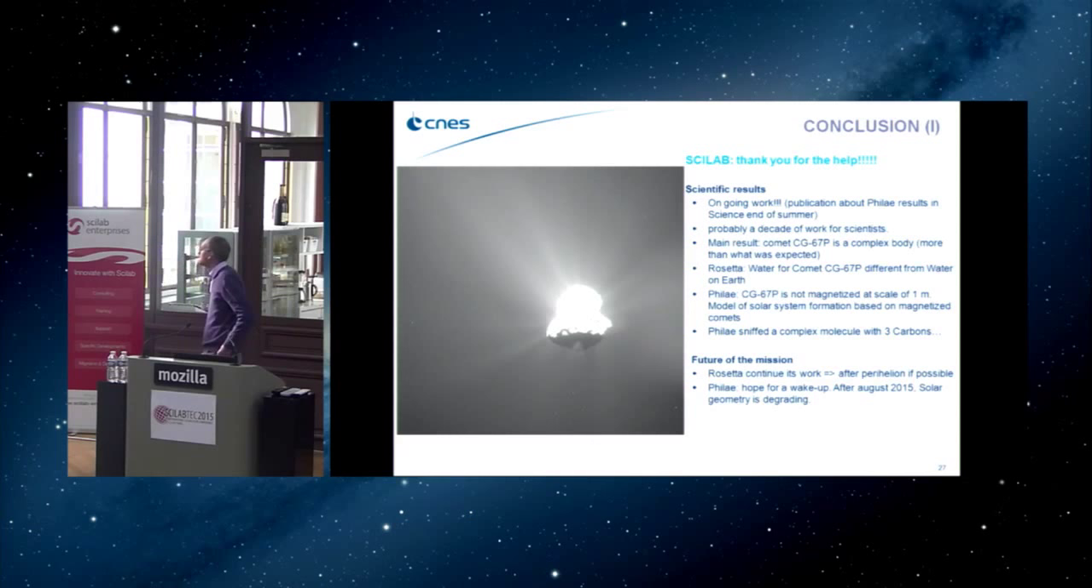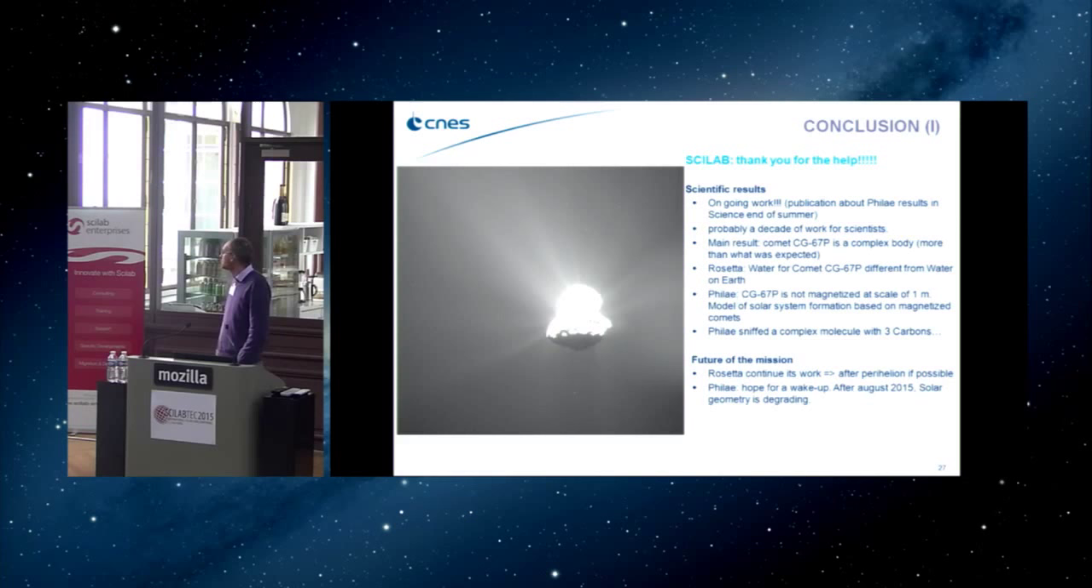Philae detected during the first jump a complex molecule with 3 carbons. And I told you that we also suspect that comets bring to Earth the elementary bricks for the chemistry of life. So if we are lucky, it could be an amino acid, so it will be great news. But for the moment, we don't have the result for this molecule.